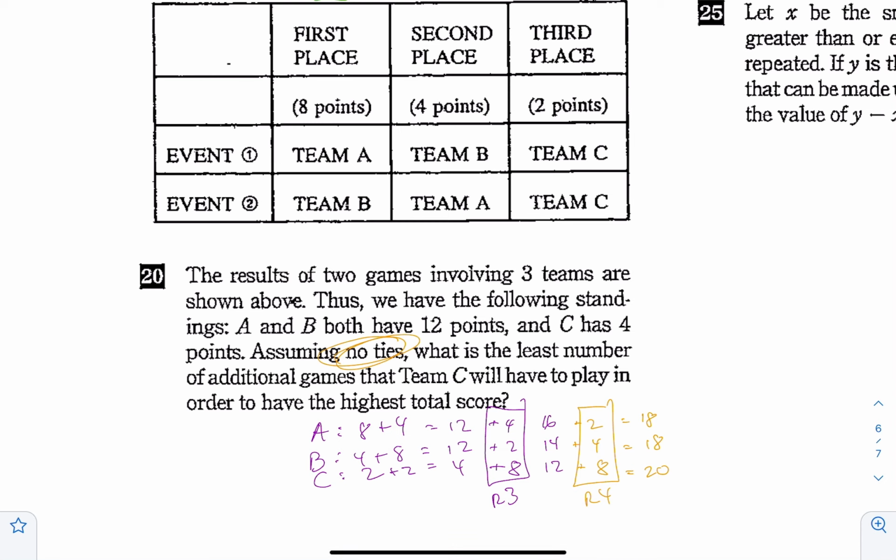So if there are no ties, that means you have to go one more round, in which Team C will get another 8 points. This will be round 5. And one of them will gain 4, one of them will gain 2, which will be 28, 20, and 22, which Team C definitively wins without a tie. So you will actually need a total of 5 games. Assuming no ties here.